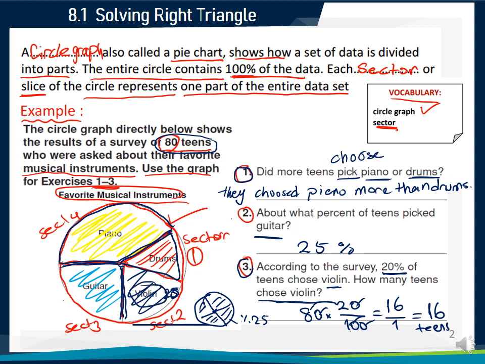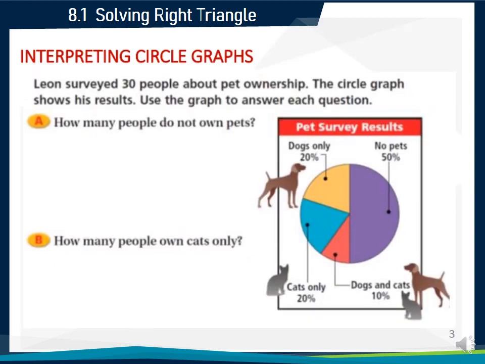This is how we can use circle graphs and how we can interpret the data. Now we have one more thing here, interpreting circle graphs, how we can understand a circle graph. We have another example. Leon surveyed 30 people.